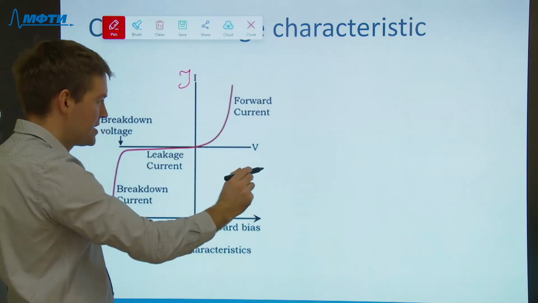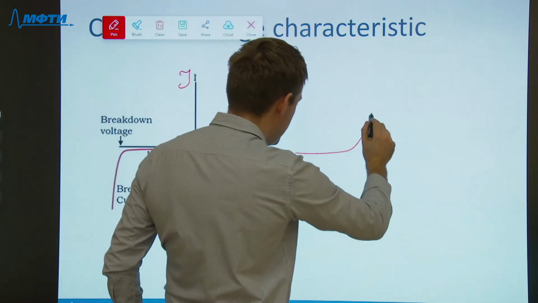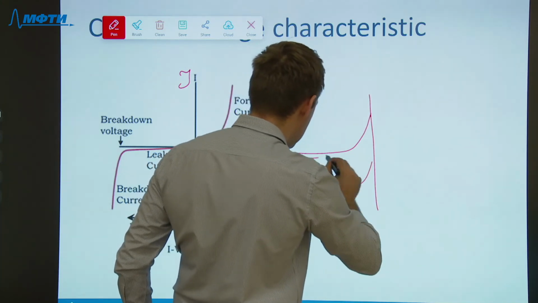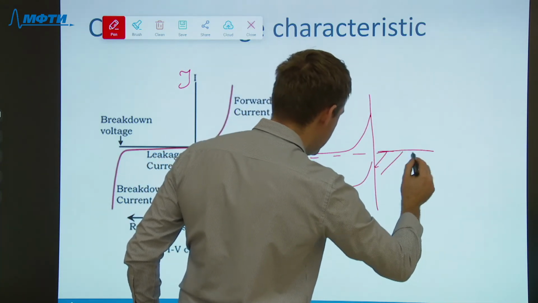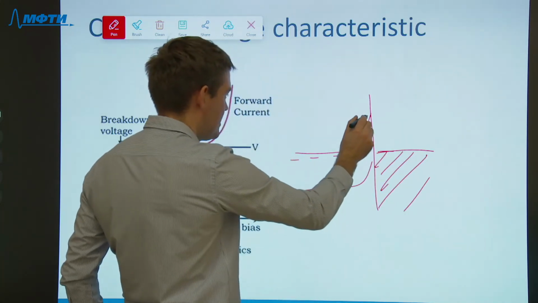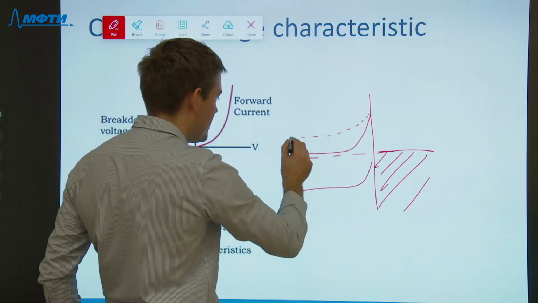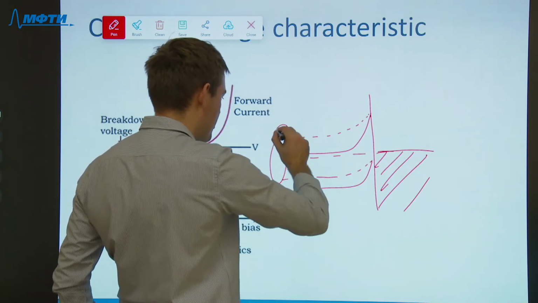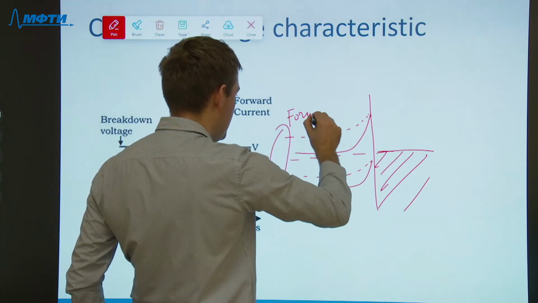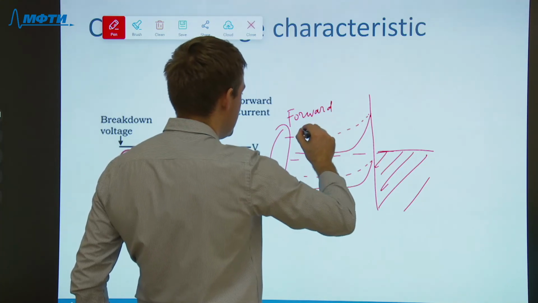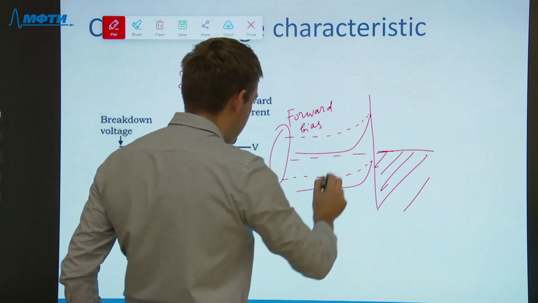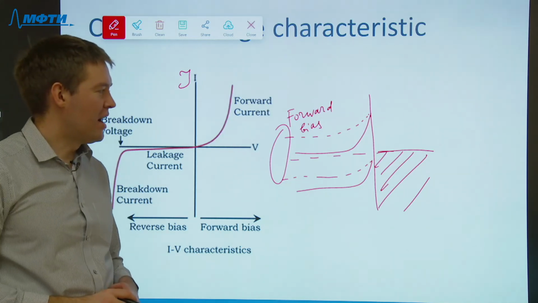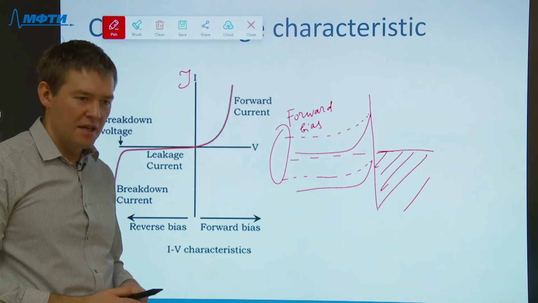On the forward stage, when we bias the junction in such a way that its barrier height has a tendency to decrease, when we push the junction forward, the current grows exponentially. And the rules of this exponent will be derived in the next seminar.